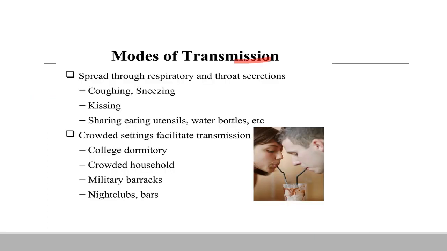Next, we can see the mode of transmission of meningitis. It is a droplet infection. It spreads through respiratory and throat secretions, so from coughing, sneezing, kissing, sharing eating utensils, water bottles, etc. Crowded settings also make it easy to spread, such as college dormitories, crowded places, military barracks, nightclubs, etc. These have a chance of meningitis.